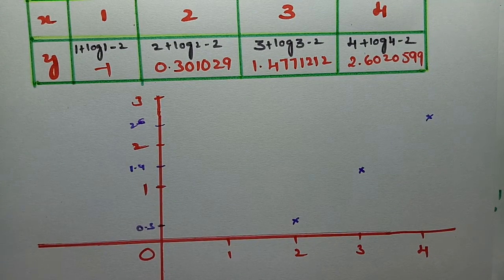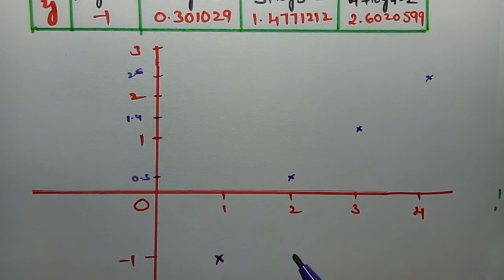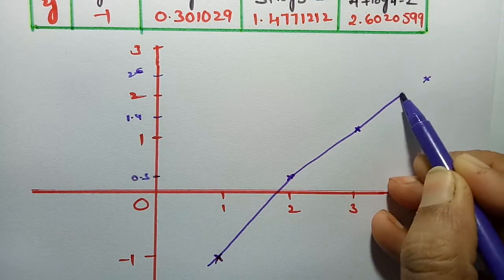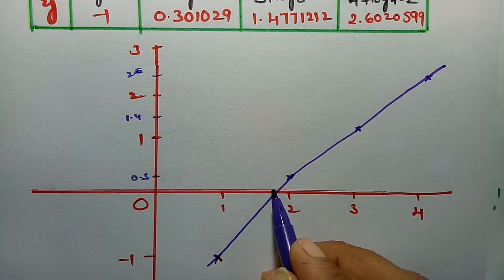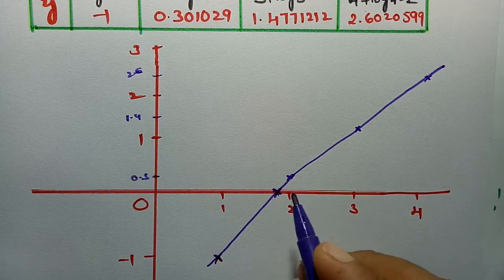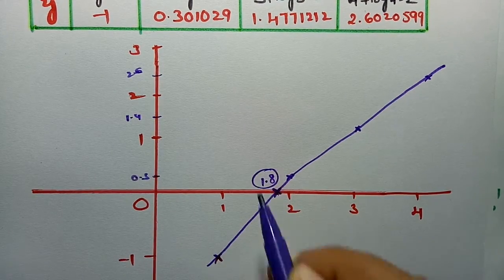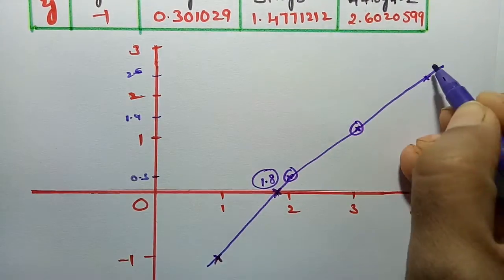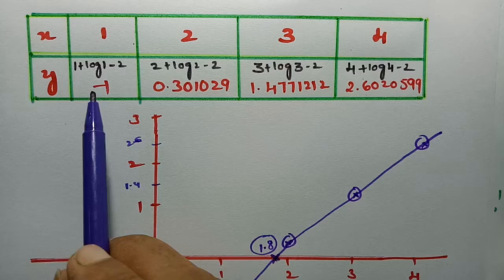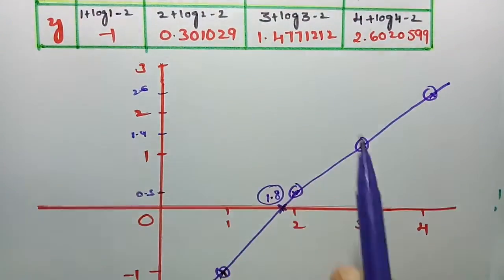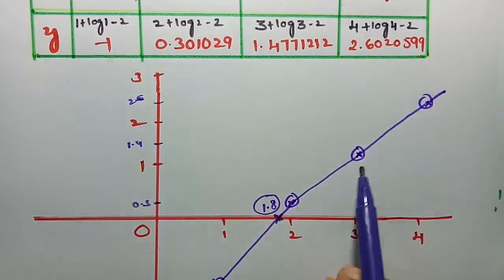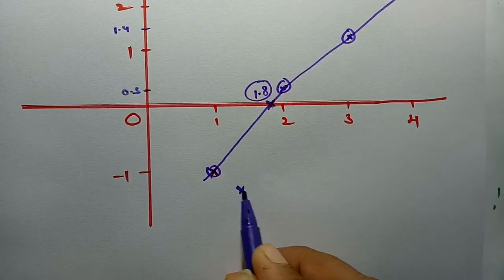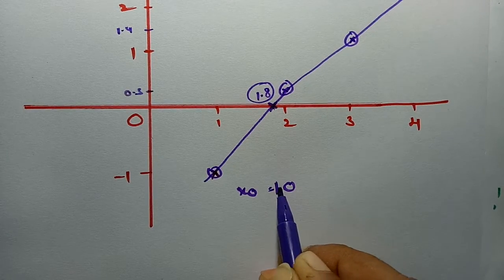So if I join all these values, then see, the point of intersection will be around 1.8. So the point here is 1.8. These values are the plotted values. So this is minus 1 here, this is 0.3, this is 1.4, and this is 2.6. After plotting we got x naught value as 1.8.